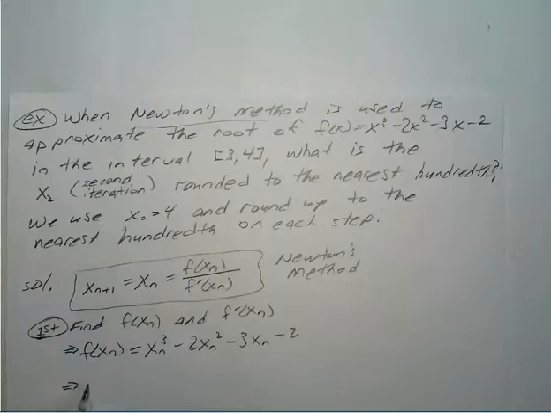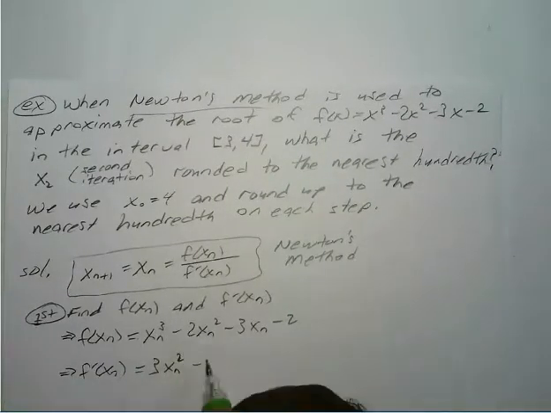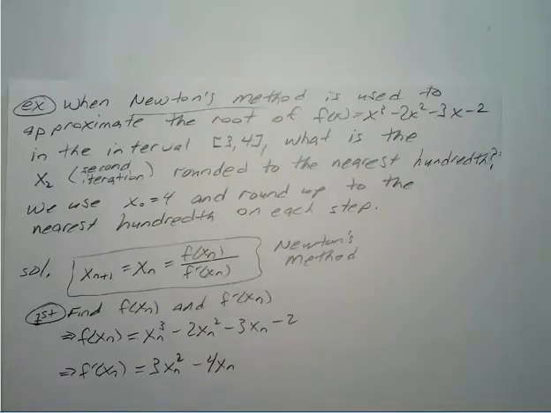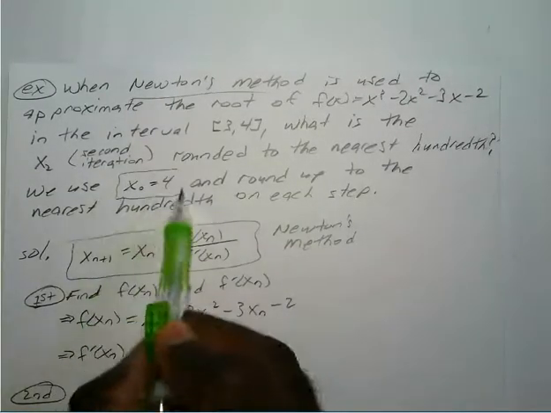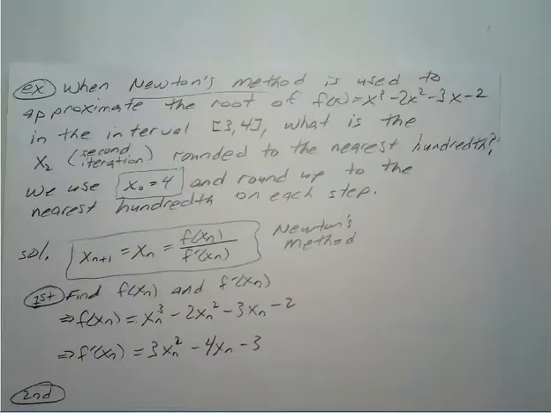And your f prime of x sub n is just the derivative of that. So you have 3x sub n squared, minus, bring that down, 4x sub n, minus 3. Okay, so it's the same function and derivative. The only difference is your x is now x sub n. That's the only difference for your first step. Okay, now your second step, you have your initial x value, your x sub 0.